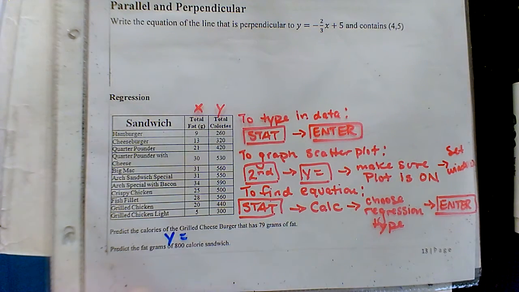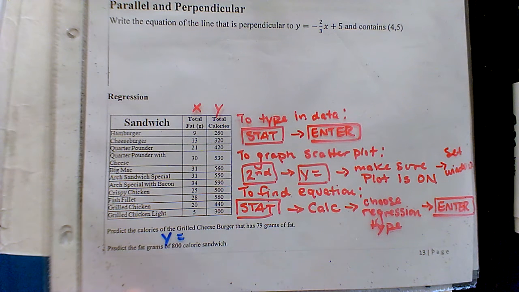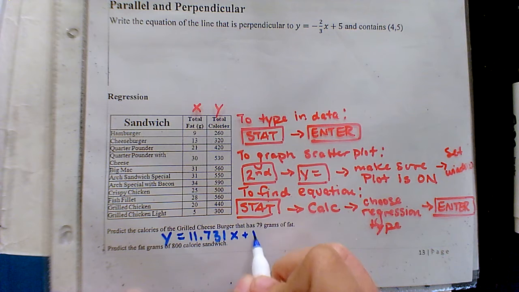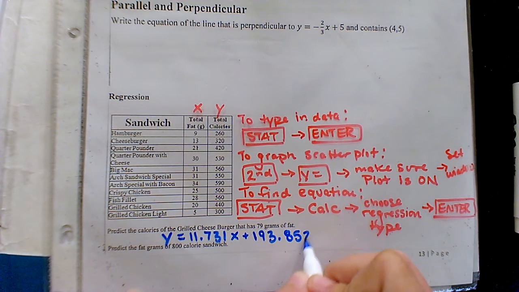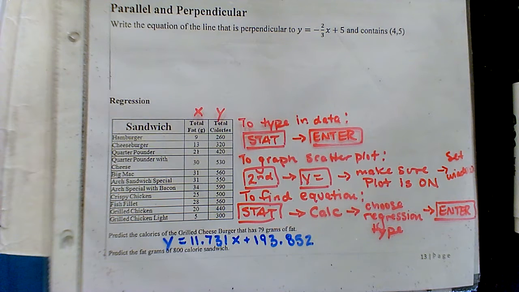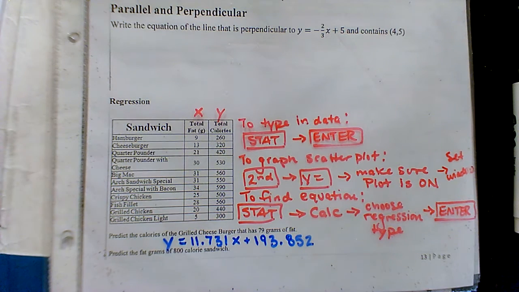We had y equals, our A value was 11.731. Then we have an X, and then we got to add the B value, 193.852. According to your calculator, this is the best line that you could possibly draw to get as close to as many of those points as you can. Okay? Let's see how good this is.